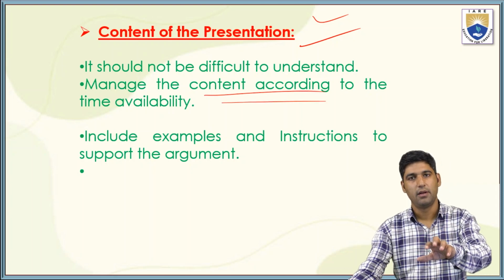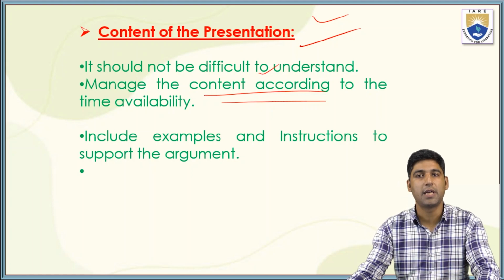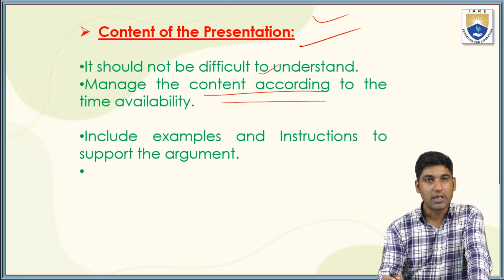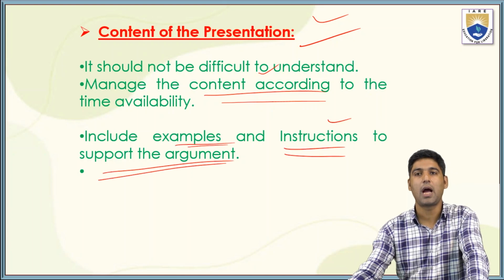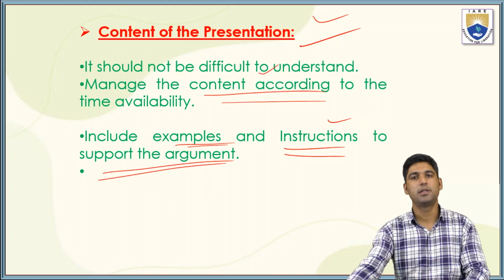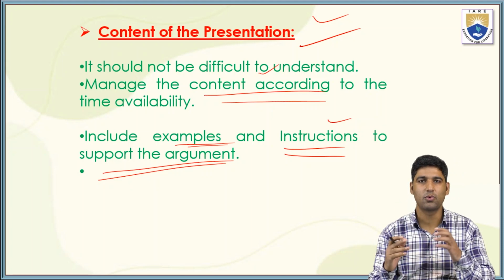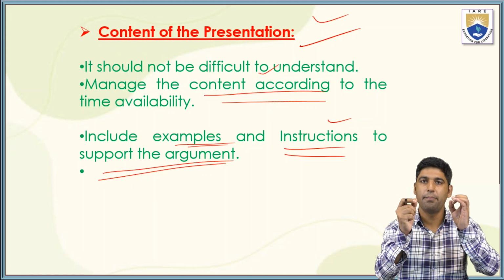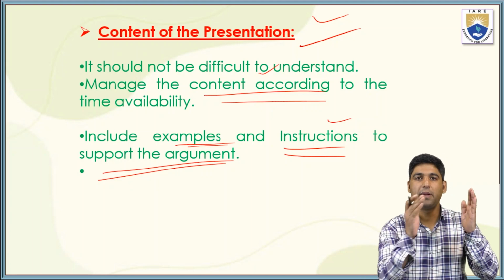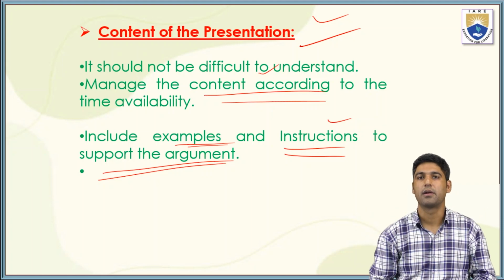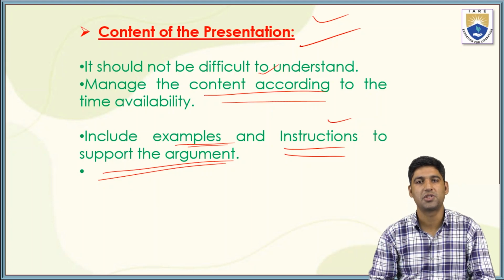When it comes to the content, one should choose the content which can be managed and delivered in the given time. And then for the content, we should include examples and instructions which support the argument. If we are adding some examples and instructions, we should choose only those which are going to help the argument, which are going to support the main topic we are discussing with the students. That means examples and instructions should be relevant. They should correlate with your topic. There should be a relevance between the topic of discussion and your examples and illustrations.